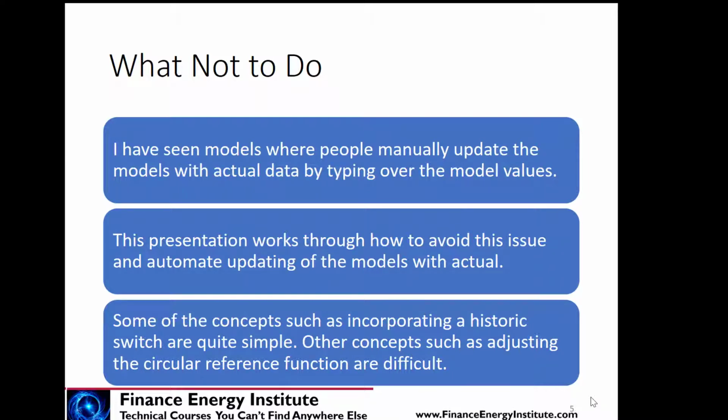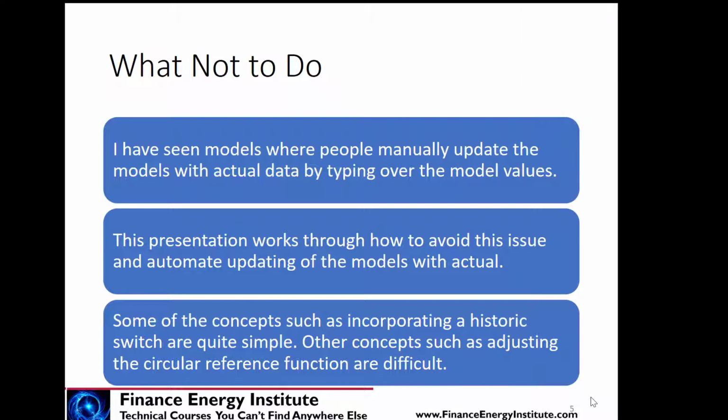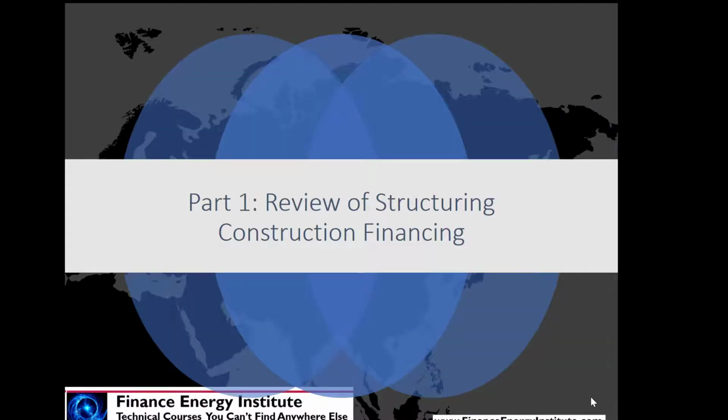Here's what not to do. You don't manually overwrite stuff in the model. That's what I've seen too many people do, and I'm going to show you how to avoid that with a switch. Some of the stuff's pretty simple, but some of it, frankly, was much more difficult than I thought it would be. Let's say we've received some balance sheets, and we want to change the date. We want to make it really flexible, so you receive a balance sheet this quarter, next quarter, and so on, and see how it works.